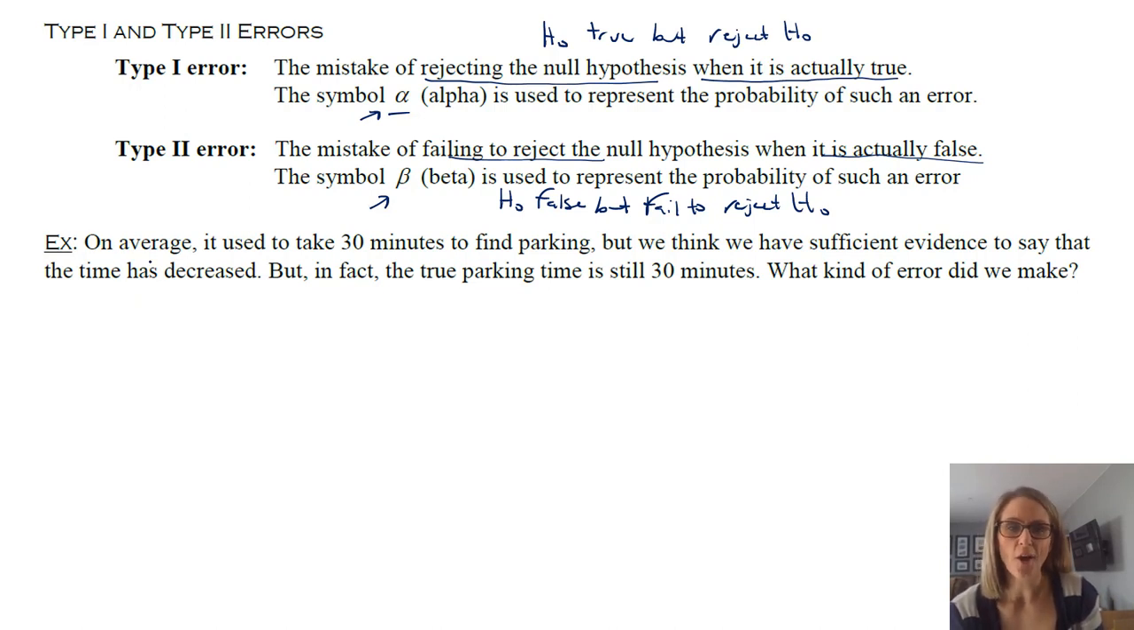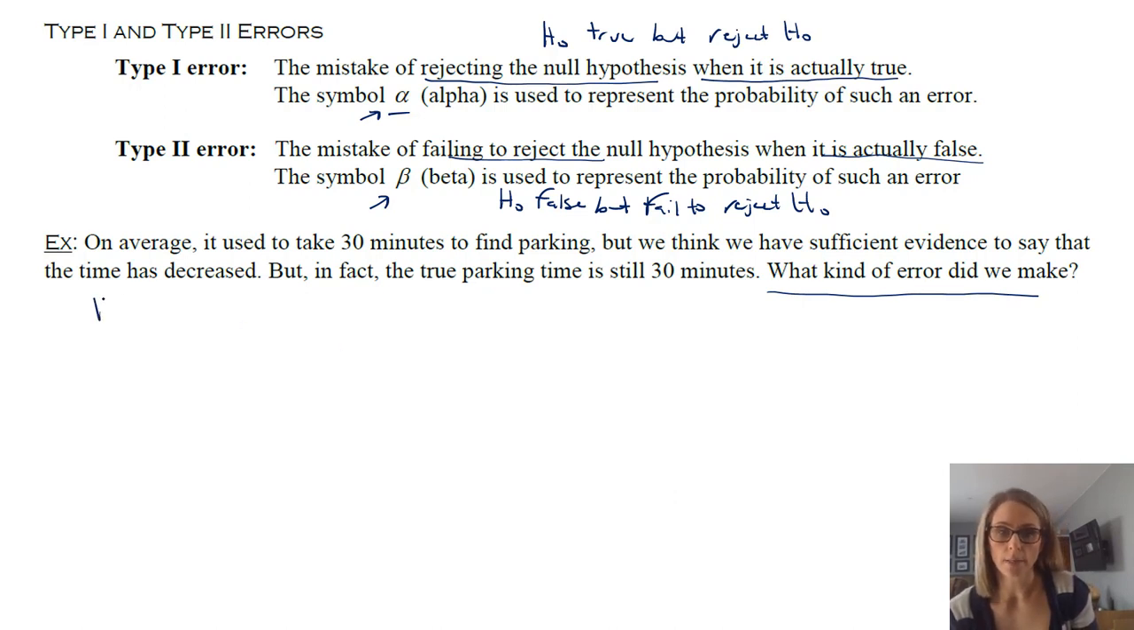Okay, on average, it used to take 30 minutes to find parking, but we think we have sufficient evidence to say that our time has decreased. But in fact, the true parking time is still 30 minutes. What kind of error did we make? Is it type 1 or is it type 2?